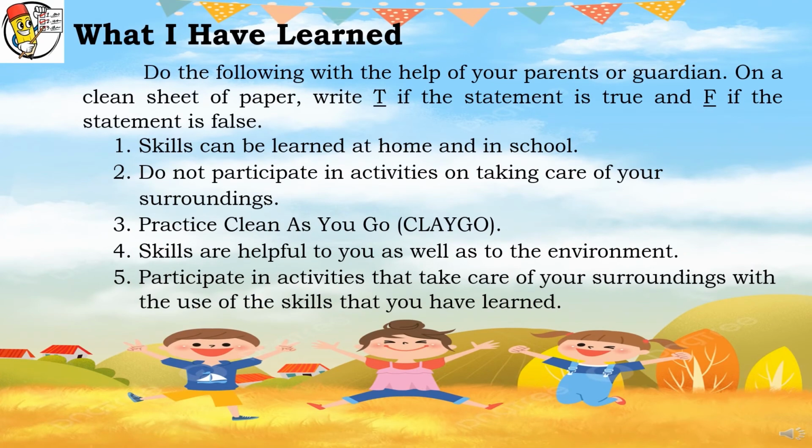Then to test what you have learned in this module, you are going to do the What I Have Learned activity. Do the following with the help of your parents or guardian. On a clean sheet of paper, write T if the statement is true and F if the statement is false. Number 1. Skills can be learned at home and in school. 2. Do not participate in activities on taking care of your surroundings. 3. Practice clean as you go. 4. Skills are helpful to you as well as to the environment.